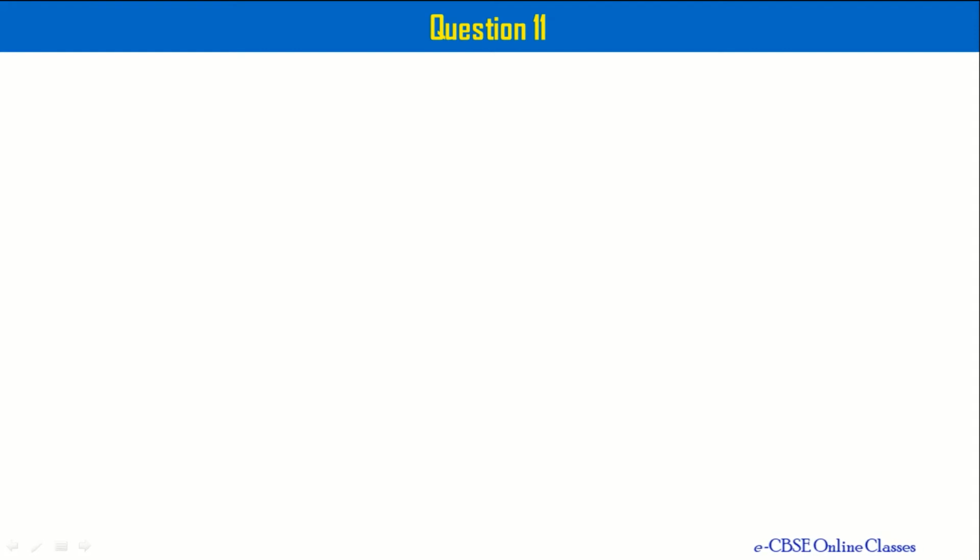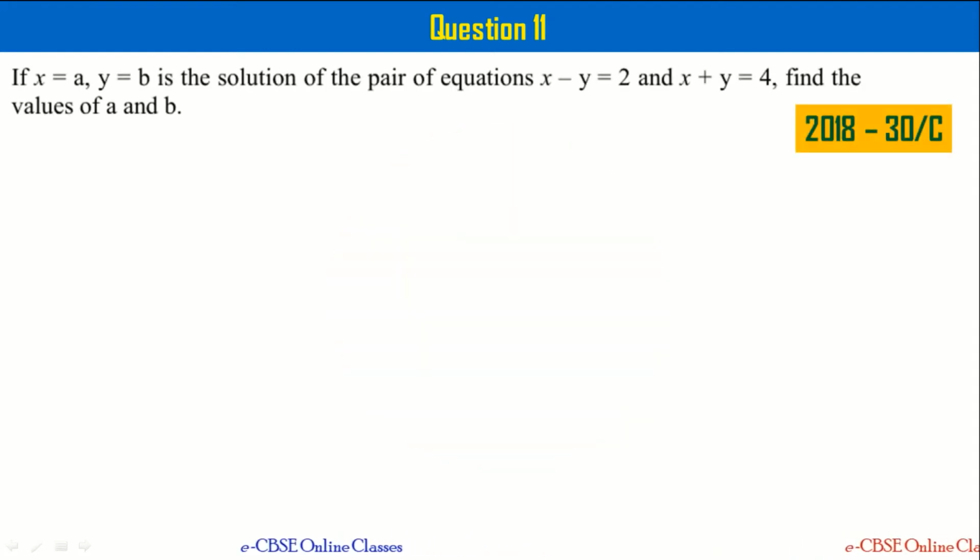Okay, let's take a look at the next question. That is question number 11. If x = a and y = b is the solution of the pair of equations x - y = 2 and x + y = 4, find the values of a and b.